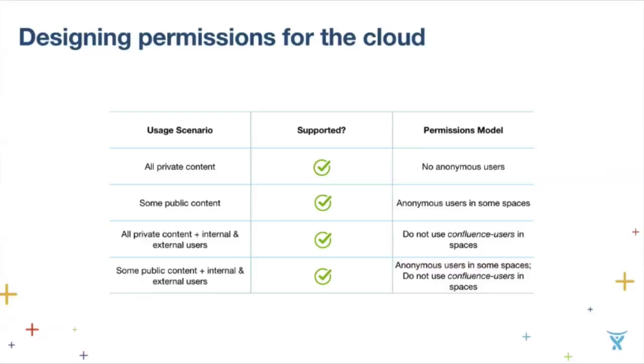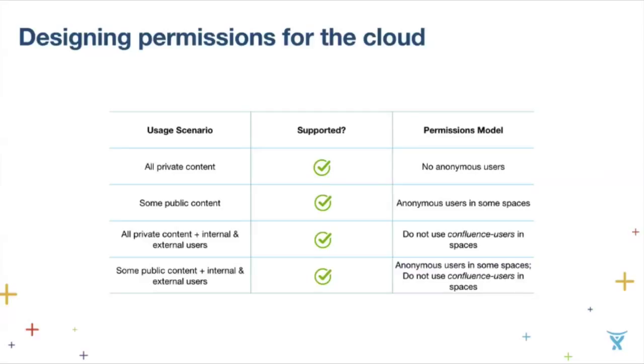So the first one there is the real common, typical intranet deployment, which is that you've got all private content, no anonymous users. And certainly you can do that with Confluence Cloud. You just don't provide anonymous access. Things get a little bit more interesting though as we consider some other scenarios, like you might have some public content.